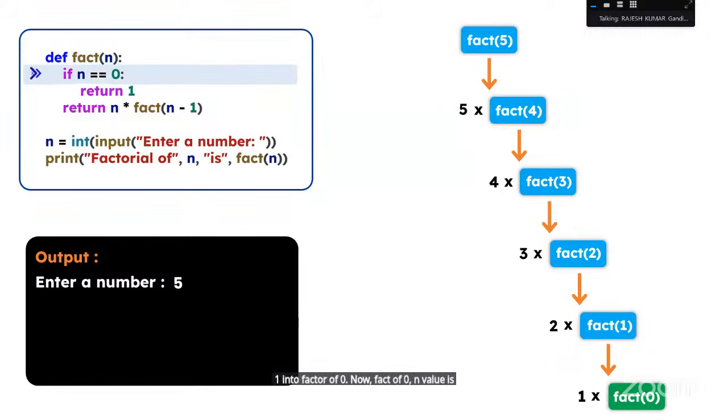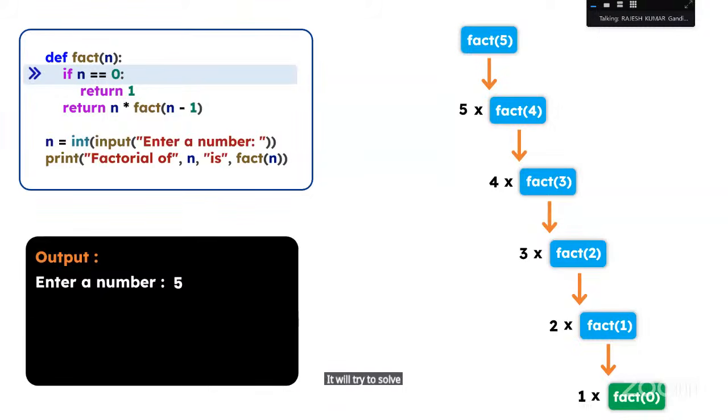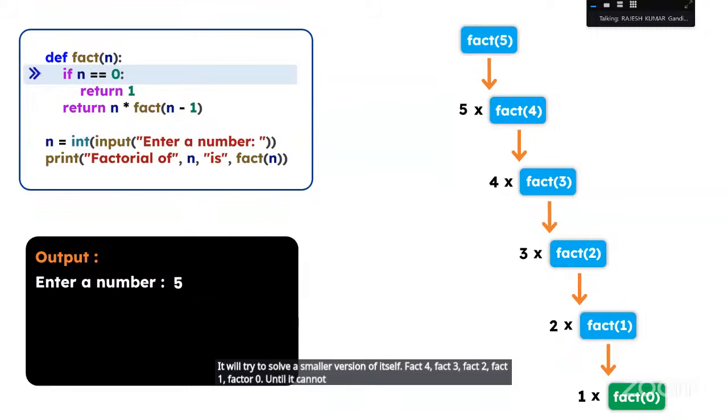Now fact of 0. N value is 0. Yes, n is equal to 0. Now this time you're not dividing it. You see, what did I tell you? Recursion naturally follows divide and conquer, the British rule. Given a bigger problem, given factorial of 5, it will try to solve a smaller version of itself. Fact 4, fact 3, fact 2, fact 1, fact 0, until it cannot be divided further. You see, fact of 0 cannot be divided further. Now here we will be stopping. This is our base case. This is where you stop, when you have achieved your goal.